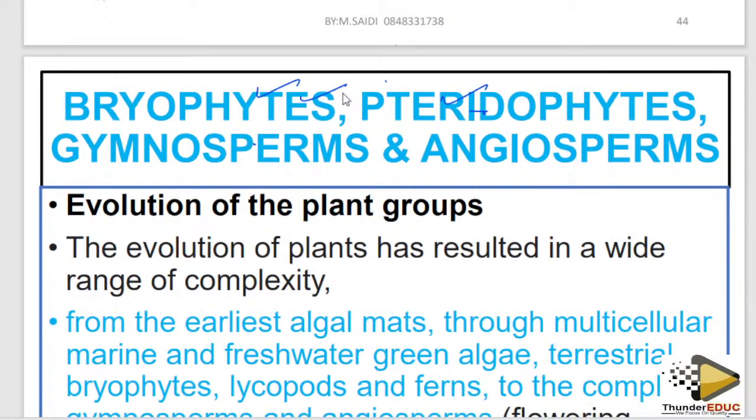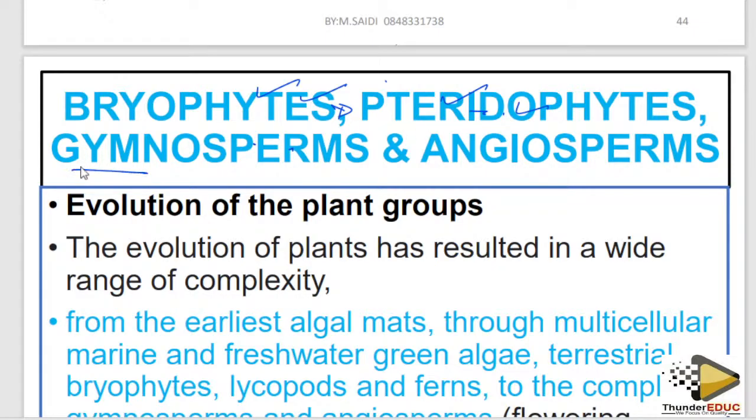You understand? These ones, pteridophytes, yes, they do have leaves, but they are not strong enough, meaning that they are still not able to stay in harsh conditions. So as they move from bryophytes to pteridophytes, they are increasing in the dependence of water. So this one requires less water. This one does not require water for reproduction.